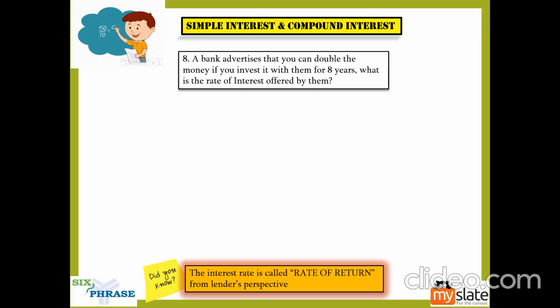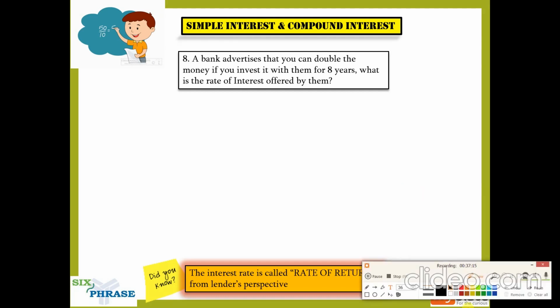A bank advertises that you can double the money if you invest it with them for 8 years. What is the rate of interest offered by them? So here again, simple interest. We'll take an example to understand the question. You can double the money, which means 100 will become 200 in 8 years, and the time that it takes for this is 8 years.